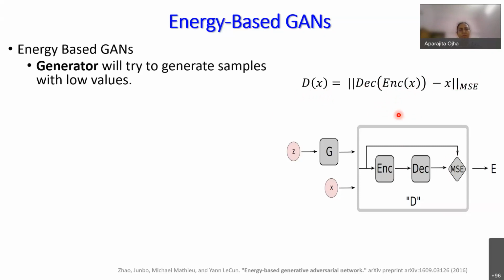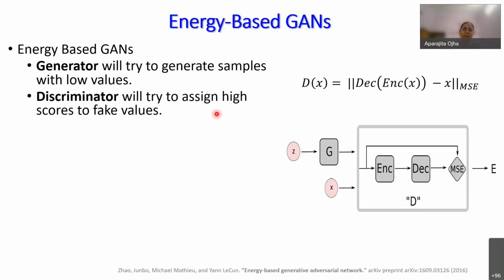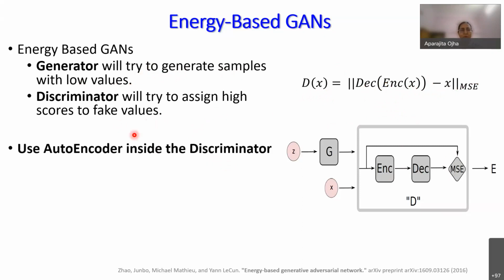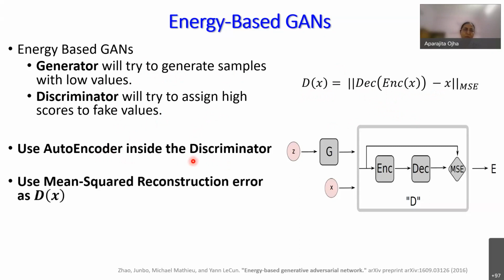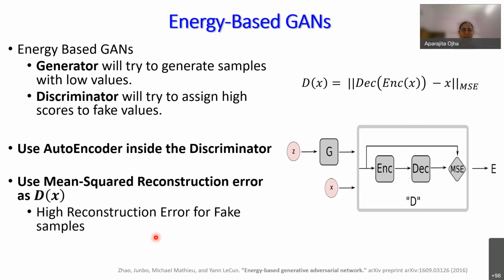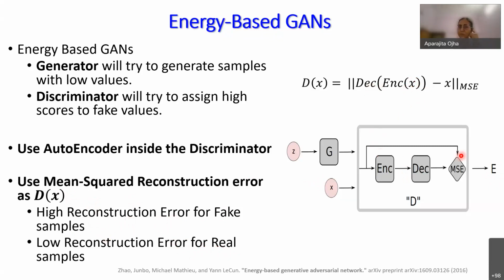So the generator will try to generate samples with low values of this. The discriminator will try to assign a high score to fake values. Use an autoencoder inside the discriminator and use the mean squared reconstruction error as D(x). So the reconstruction error is D(x). This is like an expectation, the energy function that I am defining. So high reconstruction error for fake samples is generated by D(x), and low reconstruction error for real ones. What is reconstruction here? This x is reconstructed through the encoder-decoder architecture. I hope the encoder-decoder architecture is clear to you.